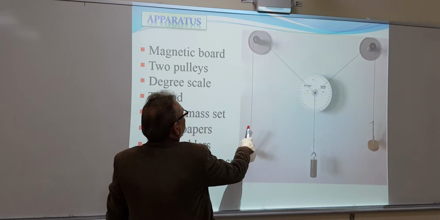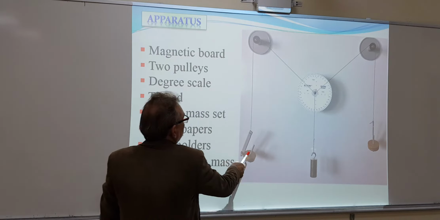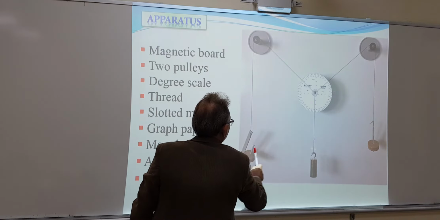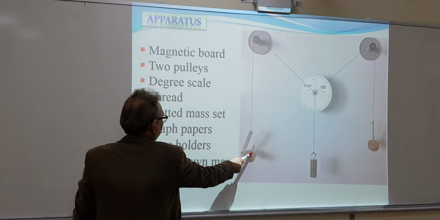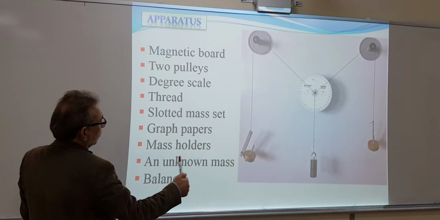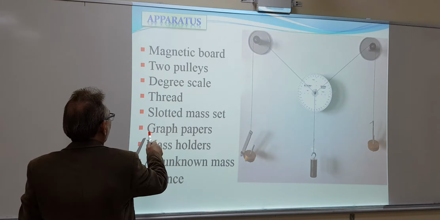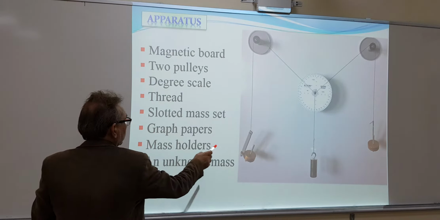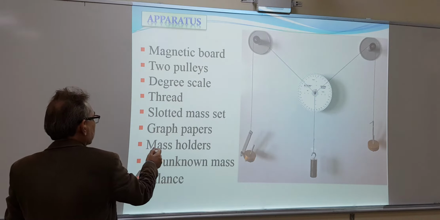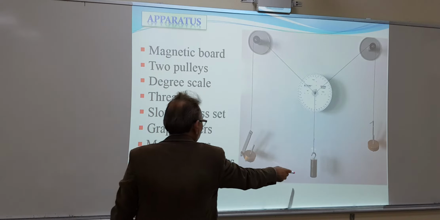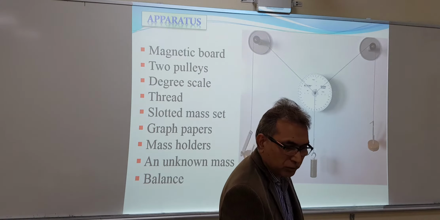You have this thread. We connect all these: this is the unknown mass in the center, and this is mass 1 and mass 2 on the other side. Symmetric masses, these are the symmetric masses. You have graph paper, you need graph paper or simple white paper to draw the vectors and find the result with the graphical method. The mass holder, this one and the other one, its mass is 5 gram, written on it. Then you have the unknown mass as I told you, and you need a balance to measure the real value of the mass of the object.